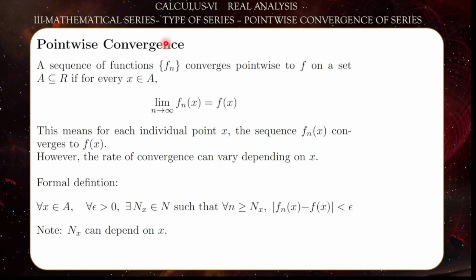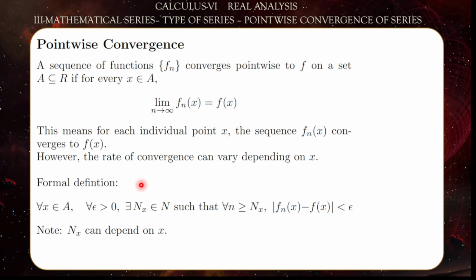Pointwise convergence of a sequence of functions. What is pointwise convergence? Let's say we have a sequence of functions fn. This fn converges pointwise to f on a set A within R if for every x within A, the limit of fn(x) as n approaches infinity is equal to f(x). This means for each individual point x, the sequence fn(x) converges to f(x). However, the rate of convergence can vary depending on x.